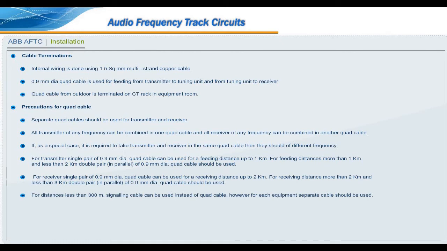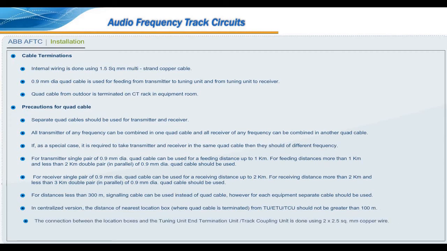For distances less than 300 meter, signaling cable can be used instead of quad cable. However, for each equipment, a separate cable should be used. In centralized version, the distance of the nearest location box where quad cable is terminated from TU or ETU or TCU should not be greater than 100 meter.